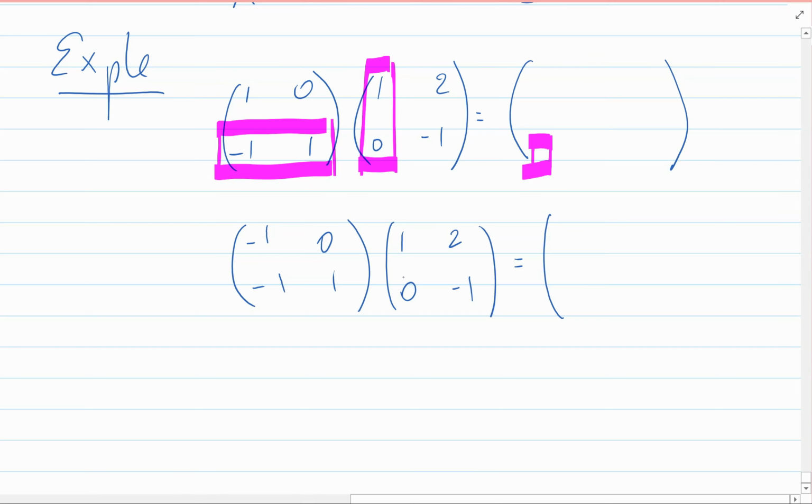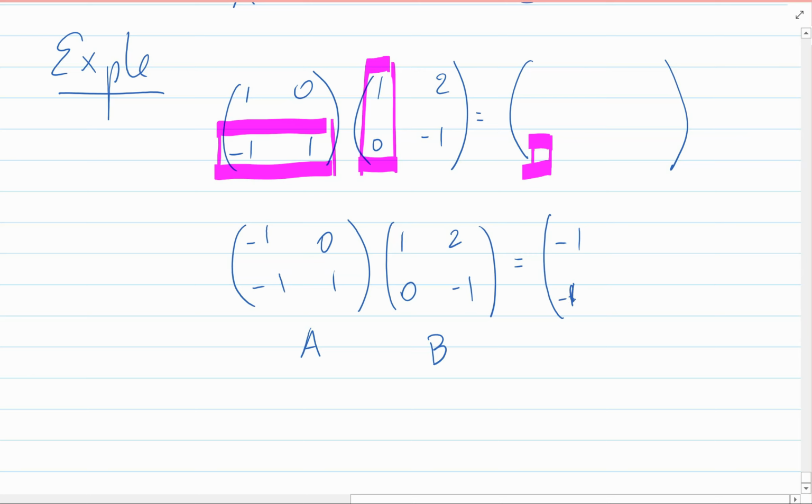Okay? So we get 1, 0 times minus 1, 0. 1 times minus 1, minus 1. 0 times 0, 0. Minus 1 plus 0, minus 1. Okay? And then we take the same first column of B and we multiply it by the second row of A to give me this number here. Okay? So we get 1 times minus 1, 0 times 1. 0 times 1, 0. 1 times minus 1 plus 0, minus 1.